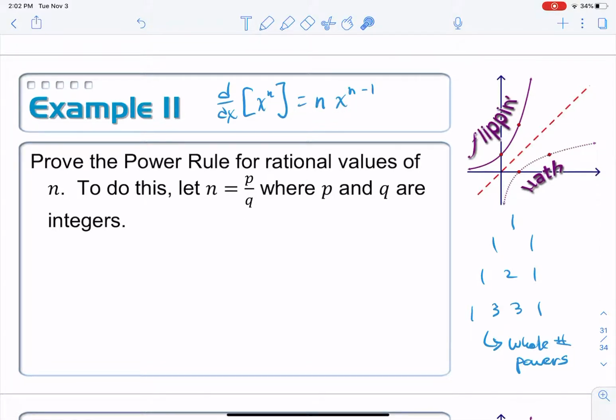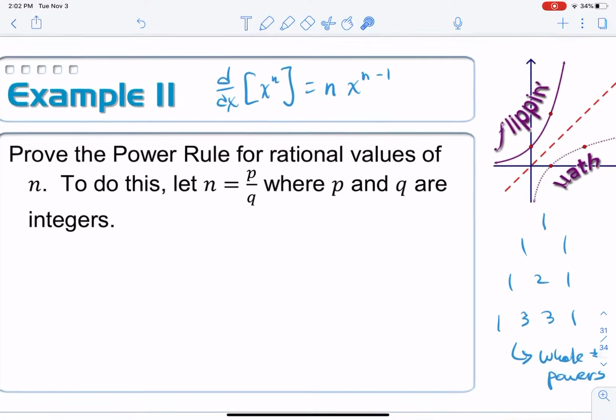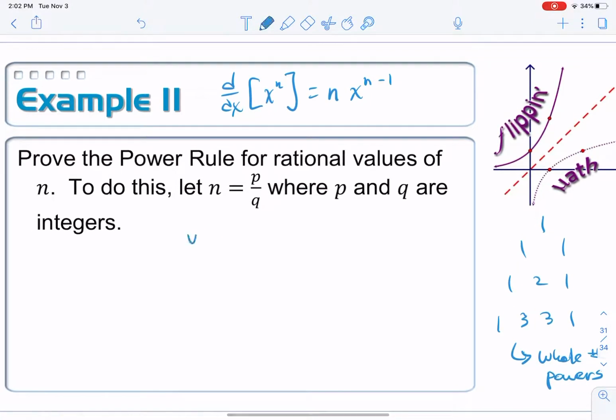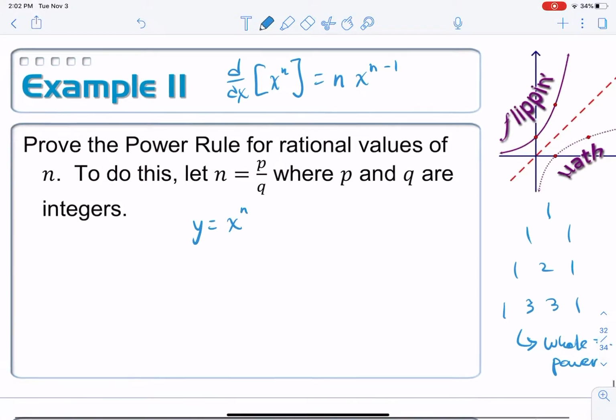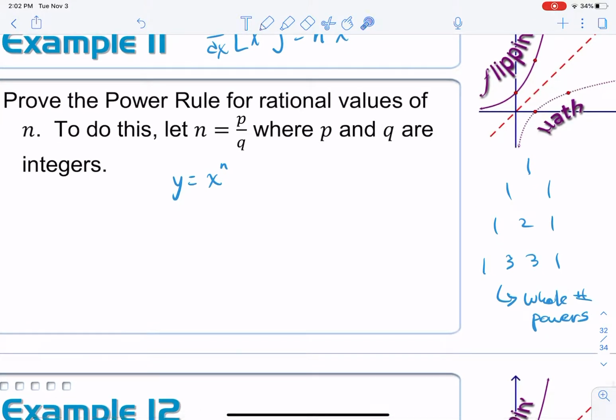So here, with the chain rule, we are able to prove the power rule for rational exponents, when you have square roots, cube roots, and stuff like that. To do it, I'll write y is equal to x to the n, but rewrite it with the rational exponent: y is equal to x to the p over q power. Now I'm going to raise both sides to the qth power.